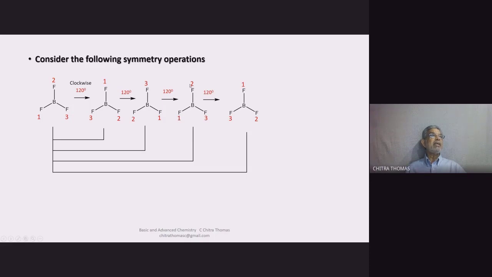With further rotation, this is 1, this 1 will come here, 2 will come here, 3 will come here. Now, how many configurations are there? 5 configurations. Let me label these configurations 1, 2, 3, 4, and 5.